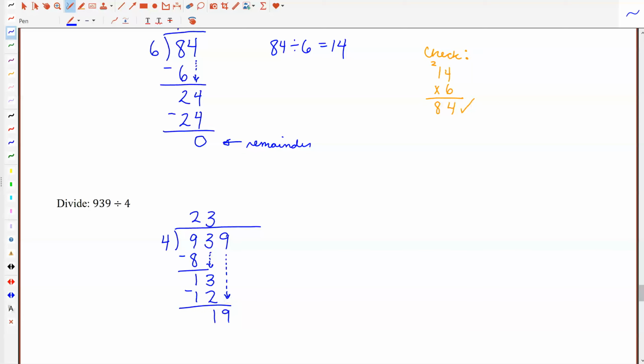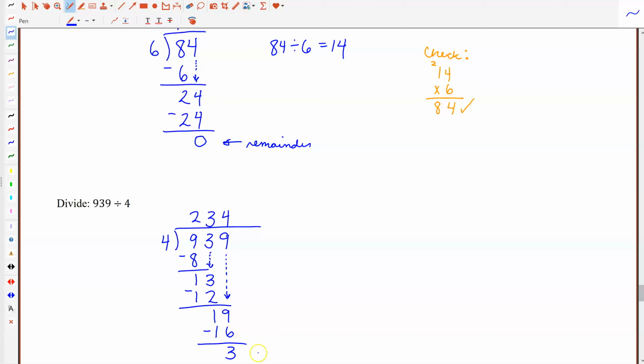Alright, so this will be the last time I go through because I got no more numbers to bring down. So here we go. How many times does 4 go into 19? Well, it goes in 4 times. 4 times 4 is 16. We'll subtract that going down. 19 minus 16 is 3.